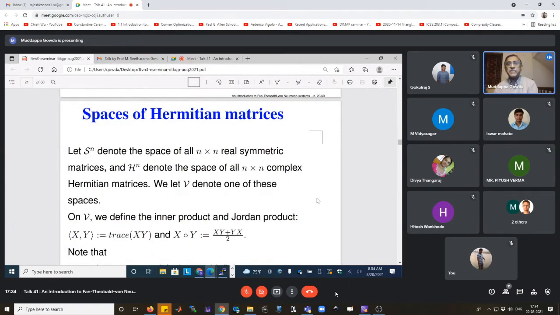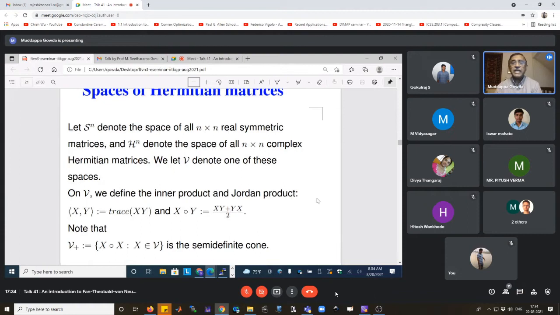Let Sn denote the space of all n by n real symmetric matrices, Hn denote the space of all n by n complex Hermitian matrices, and let V denote one of these. Now here on V, I can define two things. The inner product is the standard one: x dot y is the trace of the product xy. Notice that the trace is always real, it can be shown.